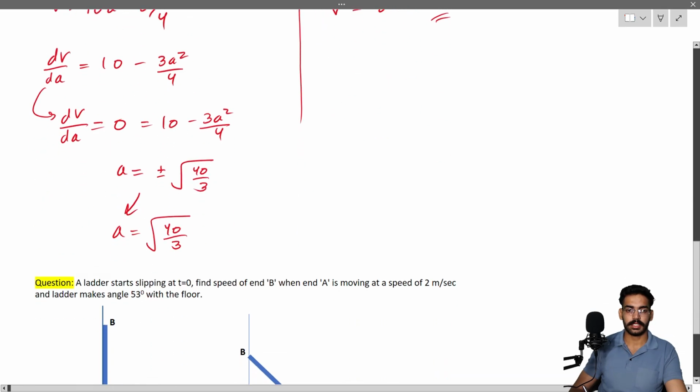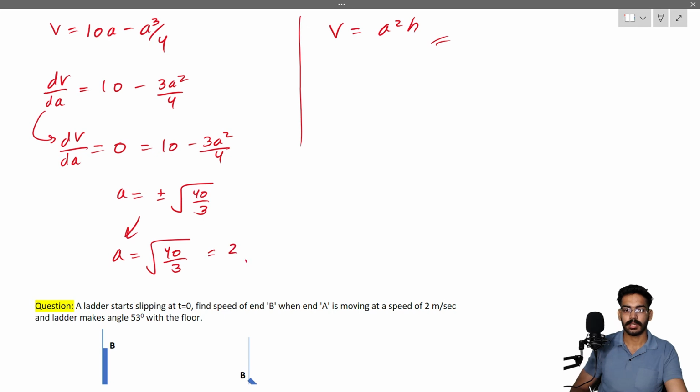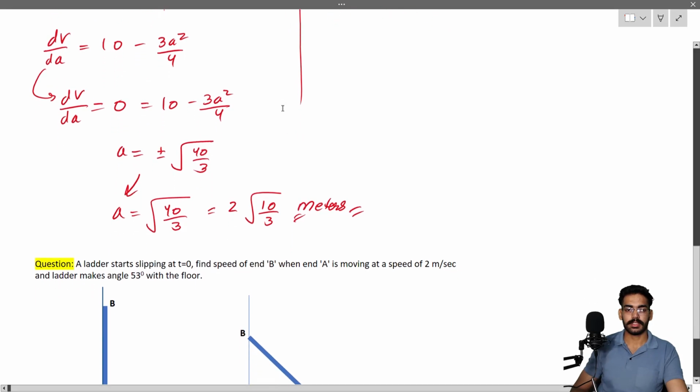So the A you will take for the maximum volume of the tank is under root of 40 by 3. Okay, so we can say 2 under root 10 by 3 also. This is the same thing, in meters, right? Now let's go for the next question.